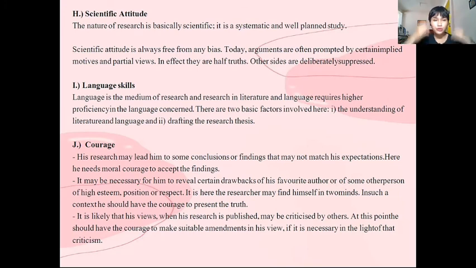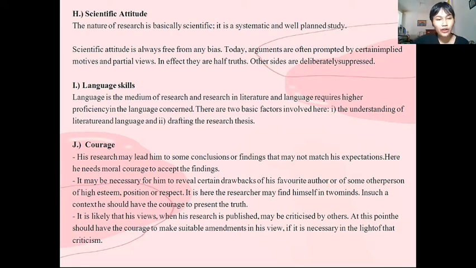Now we are moving to the next point. It's about language skills. Language is the medium of research, and research in literature and language requires higher proficiency in the language concerned. There are two basic factors involved here. First is the understanding of the literature and language, and the second is drafting the research thesis. Literature is an expression that is subtle, implied, symbolic, connotative, ironic, and often full of satire and humor.